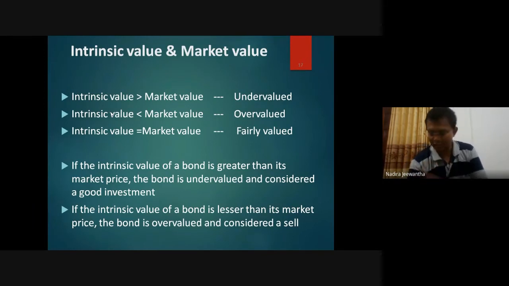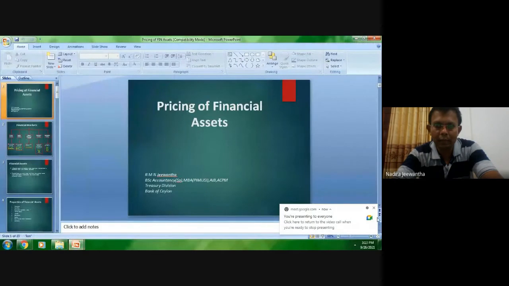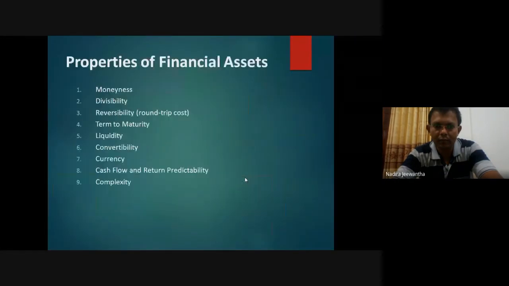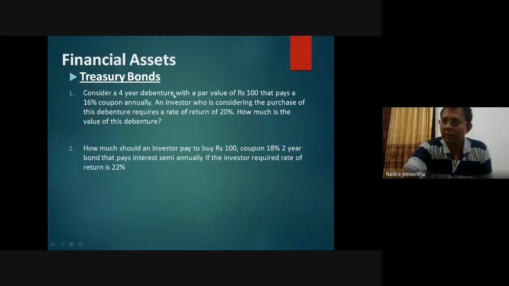When you calculate, the next item is calculating the treasury bond pricing. This gives the true price, the true value. So anybody who likes to purchase this particular instrument, if these criteria are satisfied, what is the pricing? Now, for example, consider a 4-year debenture, a debenture treasury bond, with a par value of 100, which pays a 16% coupon annually.